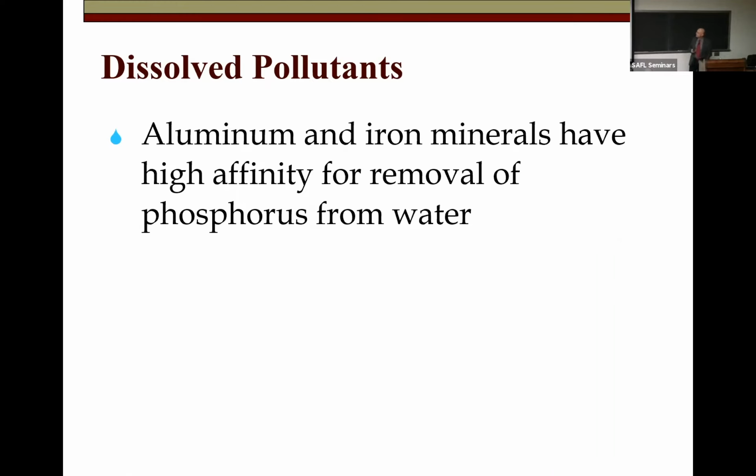On the treatment side, for dissolved pollutants we're interested in removal by adsorption. Looking into the chemistry of phosphorus, and this has been developed through the agricultural literature for decades, soils that are high in amorphous aluminum and iron concentrations have a high affinity for phosphorus. So we borrowed on that and said, hey, let's look at aluminum or iron materials as amendments for phosphorus removal.